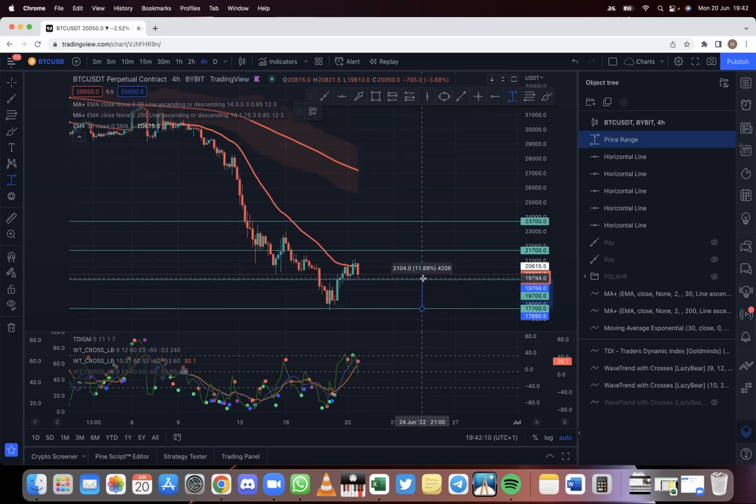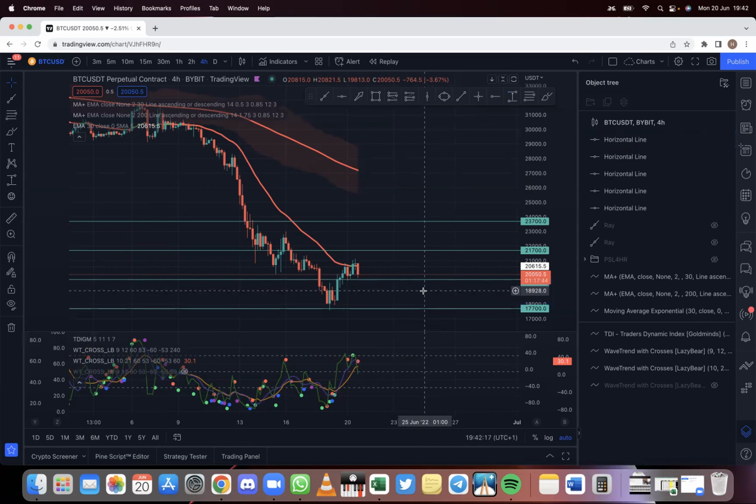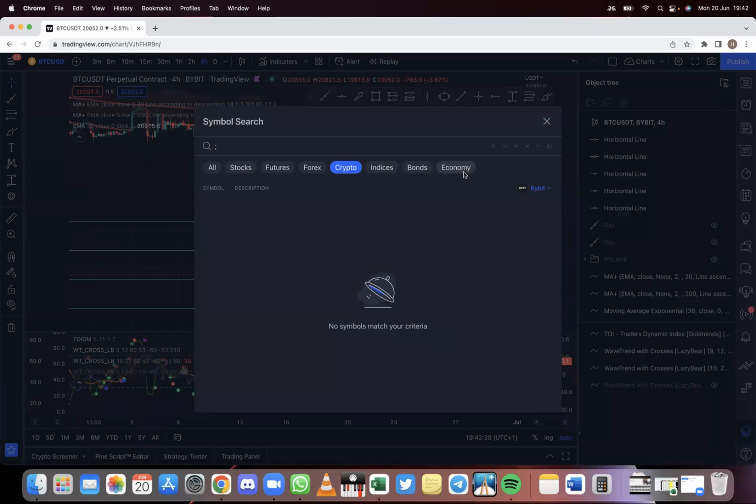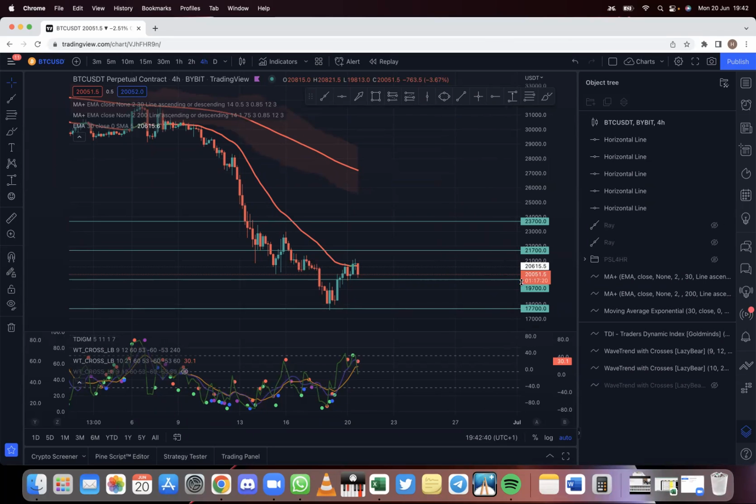So the distance is about 400 pips. Alternatively, once you've gotten the distance between the first and the second, you know that 17,700 to 19,700 is 2,000, I believe. So 19,700 minus 17,700 is 2,000. So when you add 2,000 to this, you get the lines progressively.